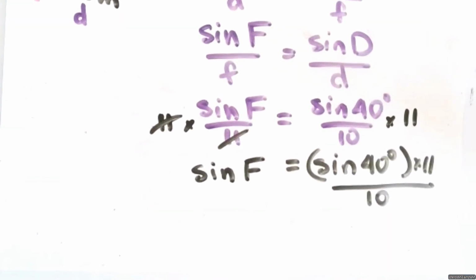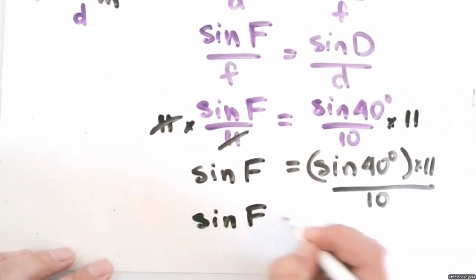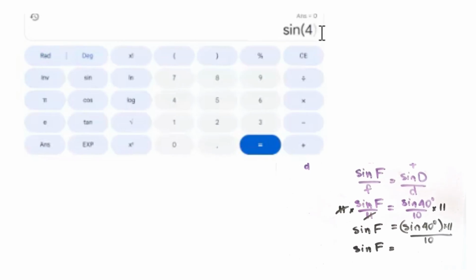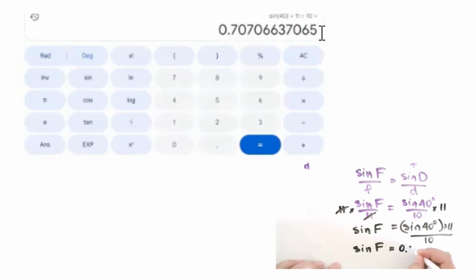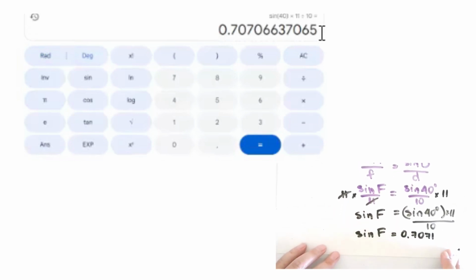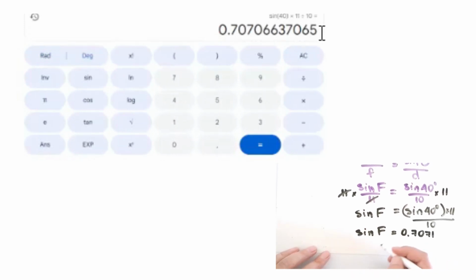Now you have two choices here. You can push all of this into your calculator and get a decimal value. I'll just show you what that looks like. So sine of F is equal to sine 40, close the bracket, times 11 and divide that by 10. And I get sine of F is equal to 0.707, and I'll round it. I like to write it out with 4 decimal places. Afterwards, you will take F is equal to sine inverse of that.